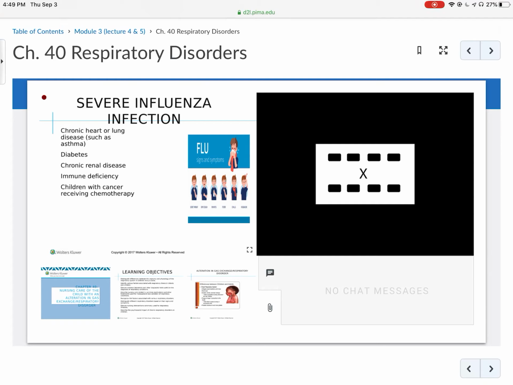The flu, kids with the flu who are more at risk would be anybody who has a history of asthma or some kind of heart or lung disease. Those kids with diabetes, renal disease, if they're immune deficient, and then kids on chemotherapy are more at risk for severe complications from the flu. And also kids who have not had the flu vaccine are at risk for complications from the flu.